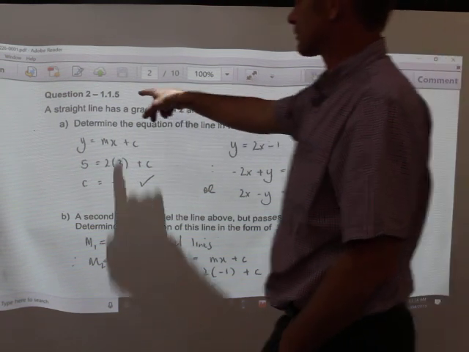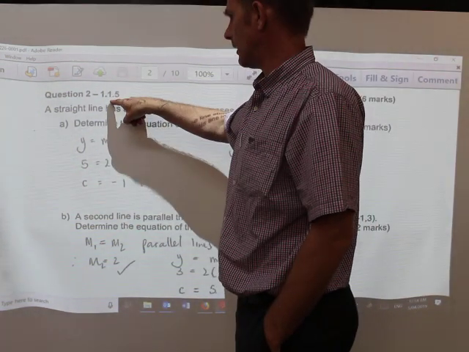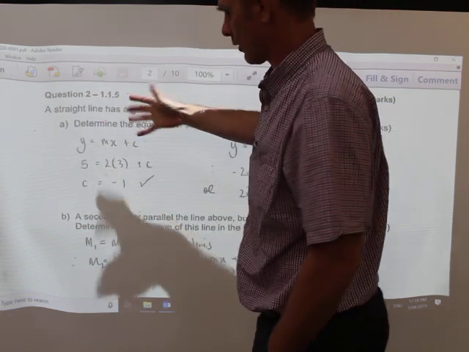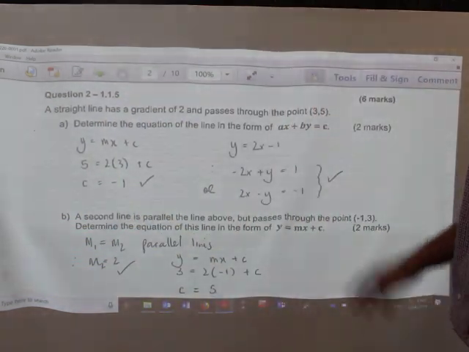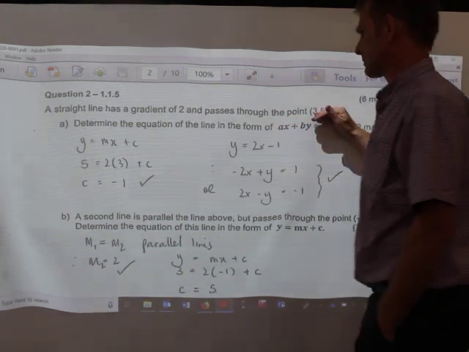This one here, and you'll notice on these questions, I've left where I got it from, what the question was testing. So that's from our syllabus. Gradient of 2, passes through that point.